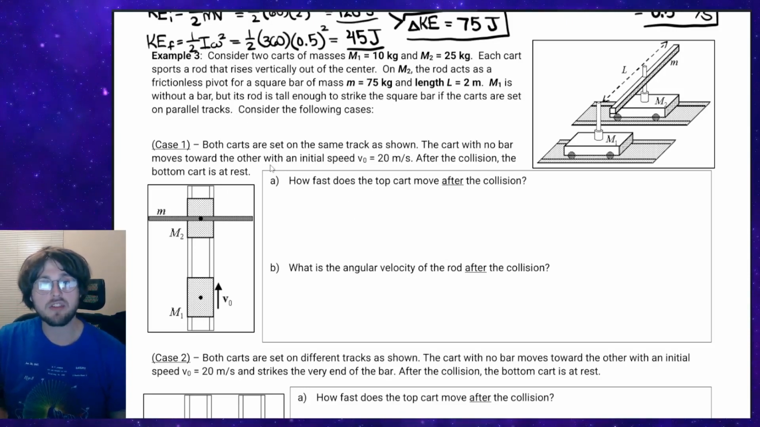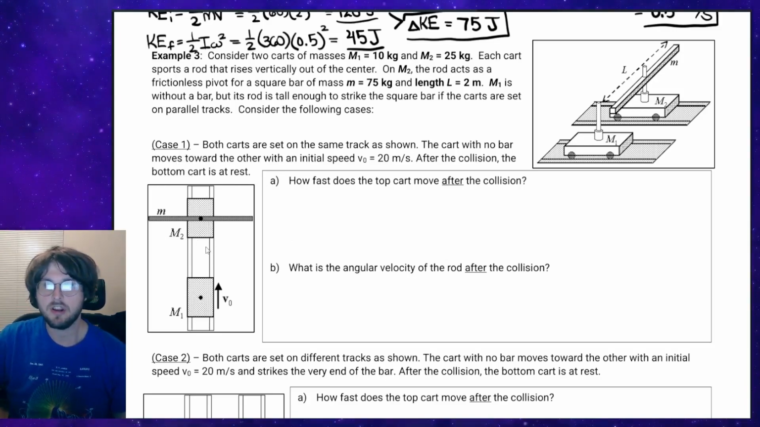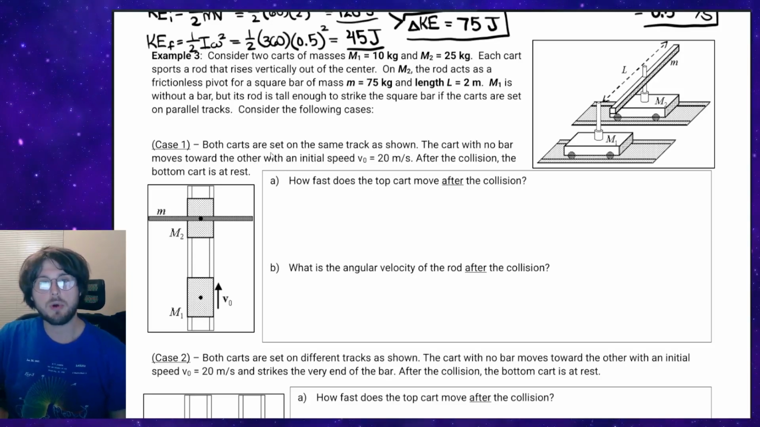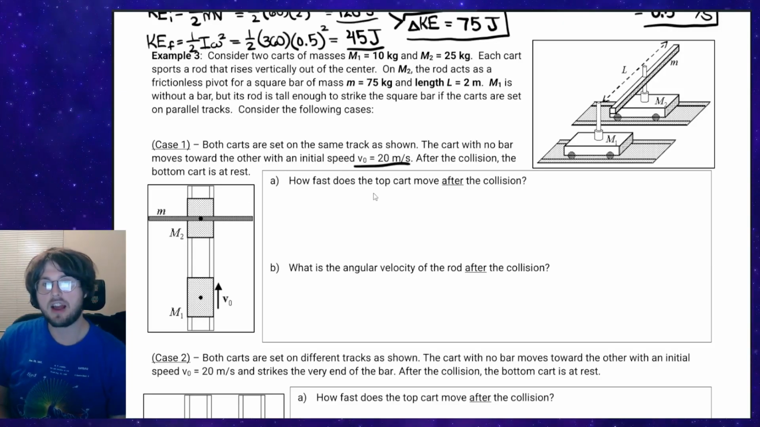So we have two cases that we're going to look at. The first case is where the carts are on the same track and the cart without the bar collides into the cart with the bar. Since both carts are set on the same track, one moves towards the other with an initial speed of 20 meters per second. And after the collision, the bottom cart stops entirely, so it's at rest. Part A is asking how fast the top cart moves after the collision.